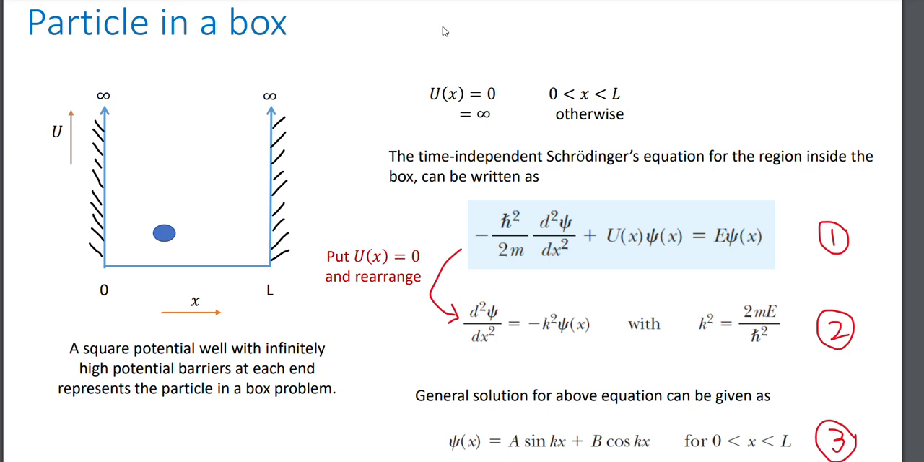So here we can see a box which is one dimensional and it can be placed anywhere between length 0 to L. And it is basically a square potential well with infinitely high potential barriers at each end. After solving, we get k square is equal to 2mE by h square, and the wave equation can be given as A sin kx plus B cos kx.